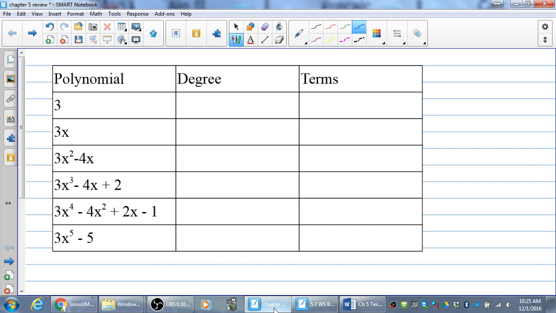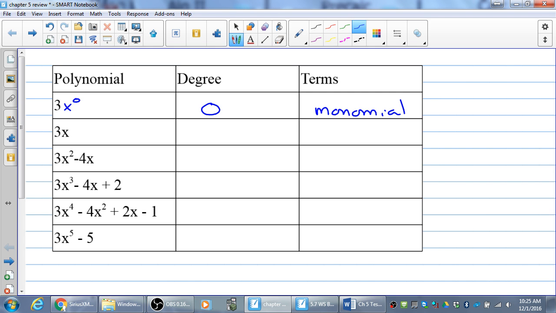All right, there's a polynomial. The degree is 0. By terms, it's a monomial. There's only one term. Now, this is really x to the 0. Anything to the 0 power is 1. It's really 3 times 1. It's 3. Oh, that chart came out really small, didn't it?